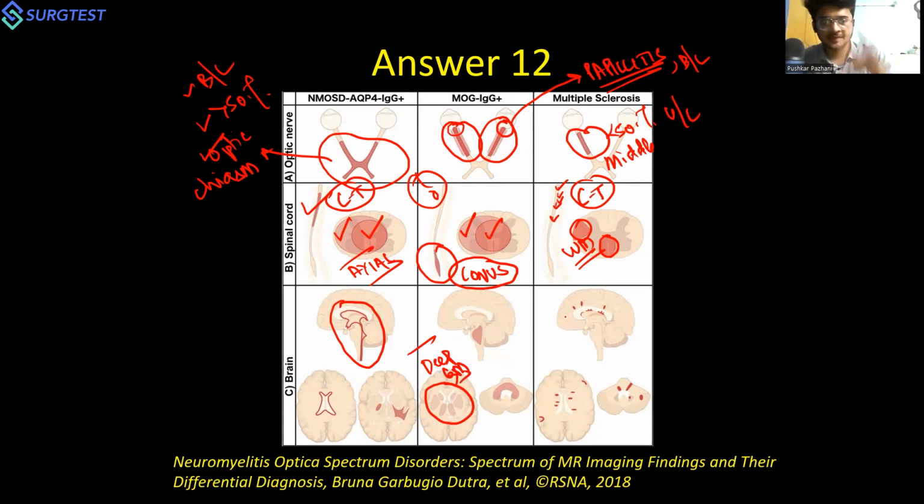Okay, so it likes this, and it also likes the, anyone knows what this is? Anyone wants to try in the chat box? This is actually the cerebellar peduncles. Okay, so MOG likes the deep gray matter, that is the thalamus, basal ganglia structures, and it also has a predilection for the cerebellar peduncles.